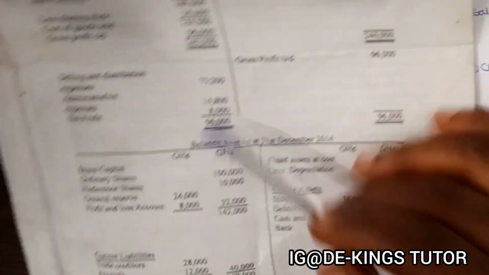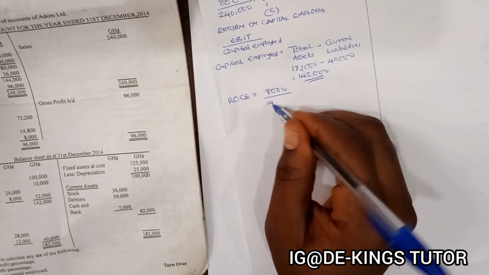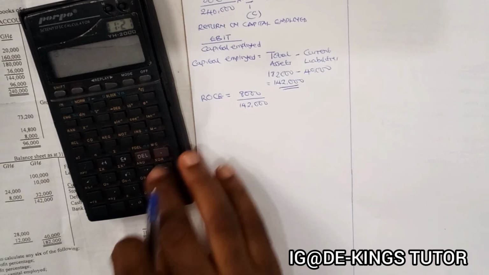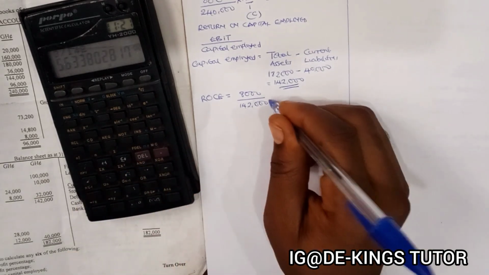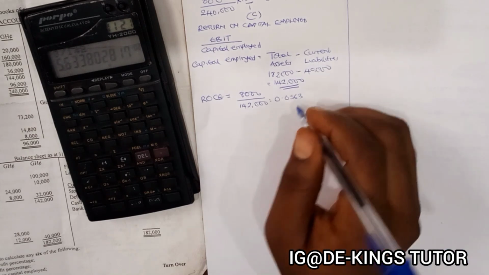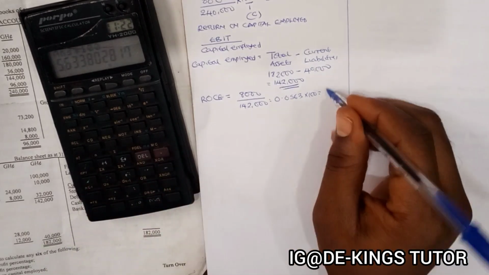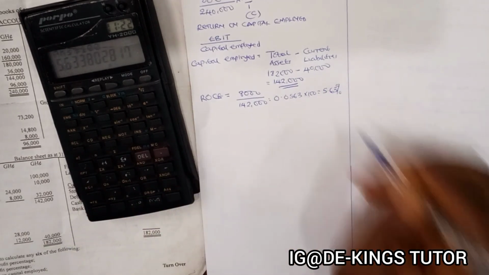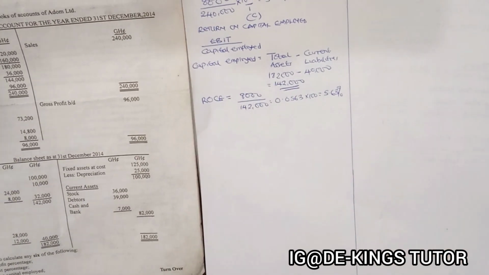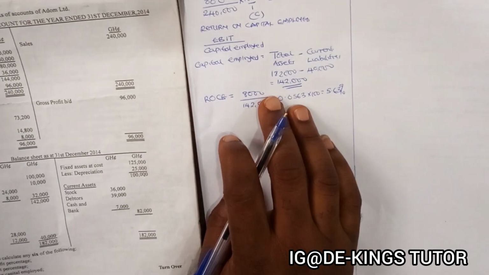So our return on capital employed will now be earnings before interest and tax, which should be our net profit, which is 8,000. That's 8,000 over 142,000. If we do that, 8,000 divided by 142,000 gives us 0.0563. If we multiply it by 100, it will give us 5.63%. So our return on capital employed is 5.63%. That is the third one.